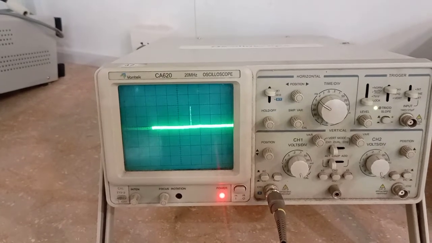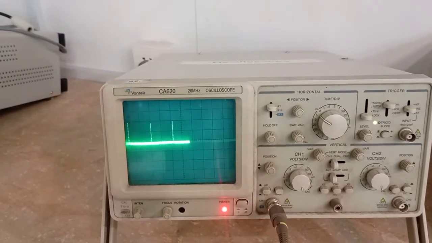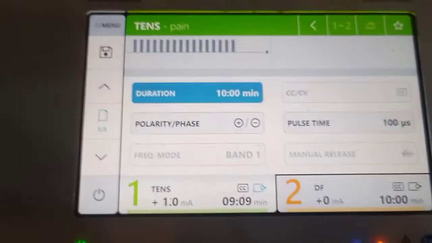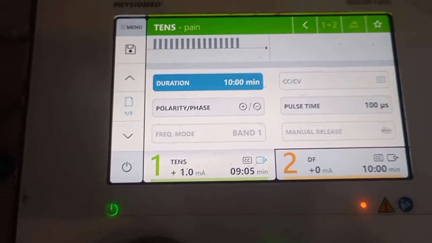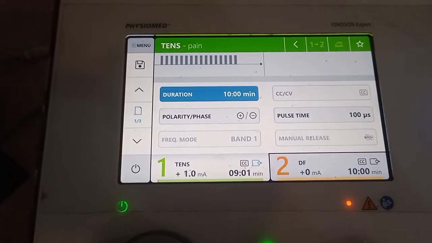Now you will see the pulses coming, and the number of pulses keeps on increasing and decreasing. Why? Because of the frequency modulation. Over here, if you see this, the frequency mode is set to band 1. If we fix the frequency, it will not change. So let's try to fix it and then see what happens.